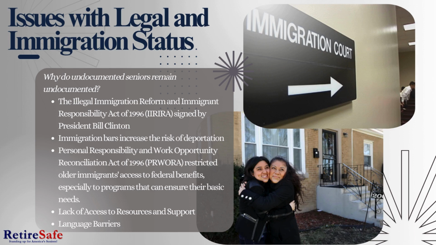Another reason is the Personal Responsibility and Work Opportunity Reconciliation Act of 1996, or PRWORA. It is also an act signed by President Bill Clinton, and the act restricted older immigrants' access to federal benefits, typically programs that can ensure their basic needs. Another reason is a lack of access to resources and support, and finally language barriers. So language barriers and immigration status are the two major problems that lead to further problems that not only undocumented seniors but also other immigrants with different types of immigration status are currently facing in the United States.